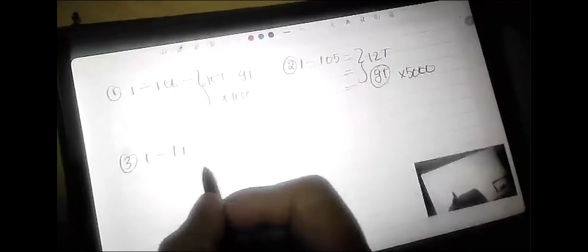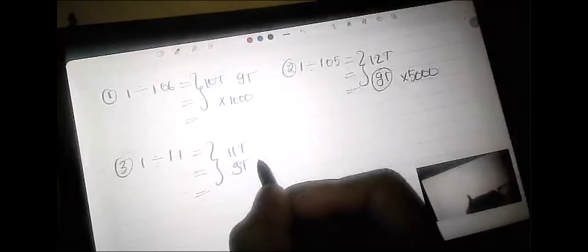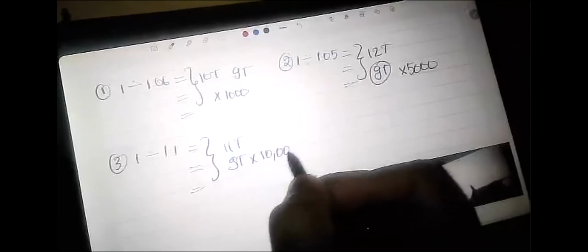Now, coming to the third one, A is 10,000, N is equal to 11 years, R is 10%. Again, the same thing we'll be doing: 1 divided by 1.1 equal to symbol 11 times, because it is 11 years, grand total into 10,000.